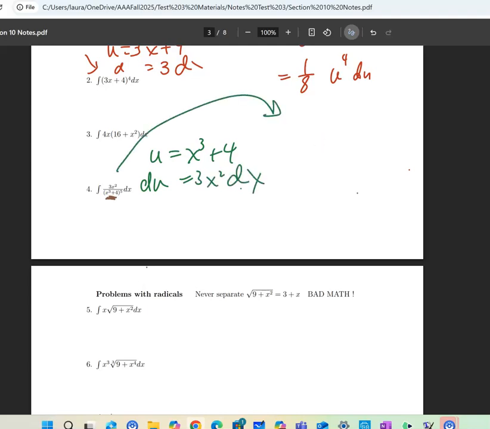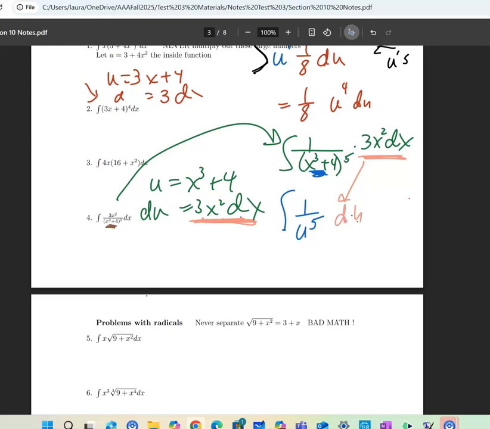Again, I'm going to rewrite this guy. I'm going to say this is like saying 1 over x cubed plus 4 to the fifth power times a 3x squared dx. Okay, so I see this is u, right? So integral 1 over u to the fifth. Now I'm looking at, I've got 3x squared dx. Well, you look at that. That's exactly what I have here. So that's du. So it's necessary to rewrite this as u to the negative 5.